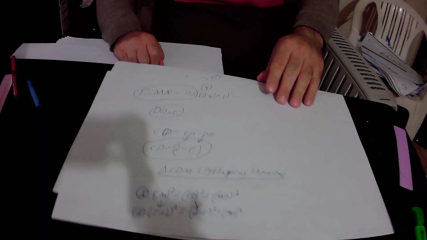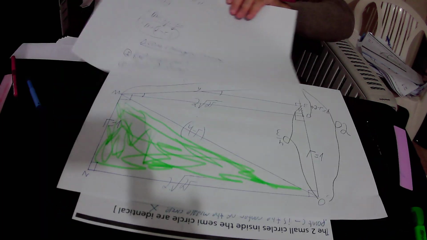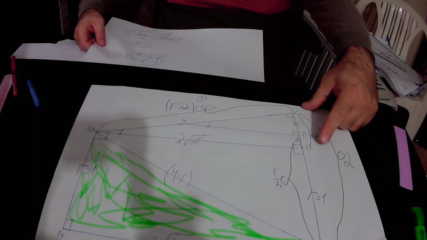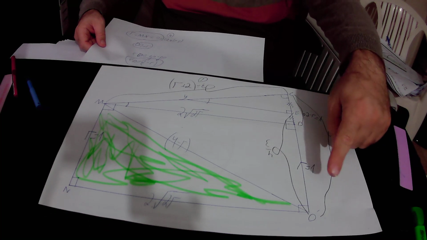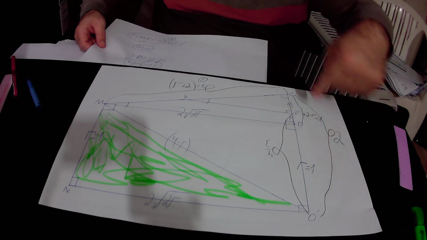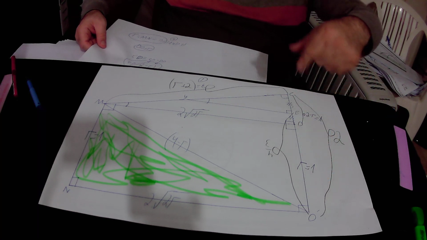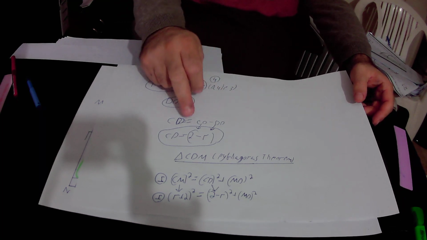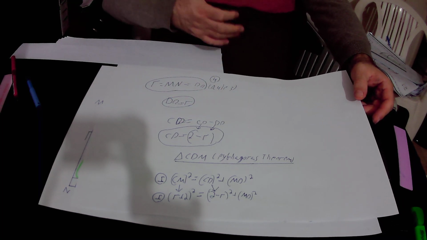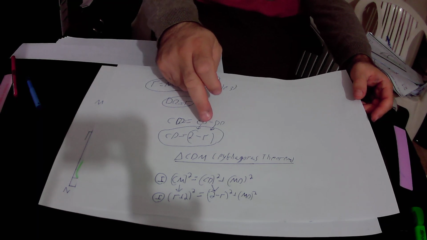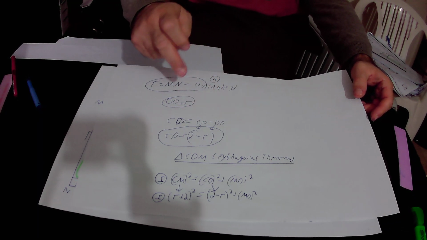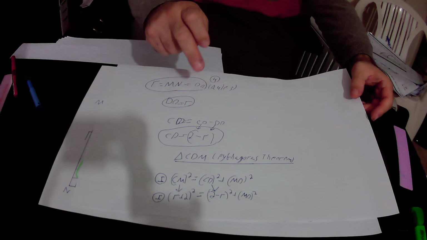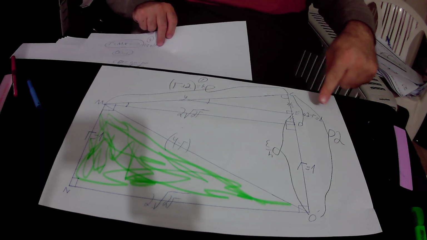And then what is the value of CD? You can see here that CD equals CO minus DO, but CO equals 2 units, it is the radius of the middle circle, and DO equals R, it is the radius of the small circle. So in total we got that the length of CD is 2 minus R. So we can write here that CD equals 2 minus R.